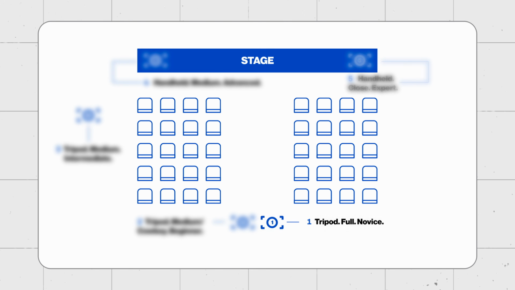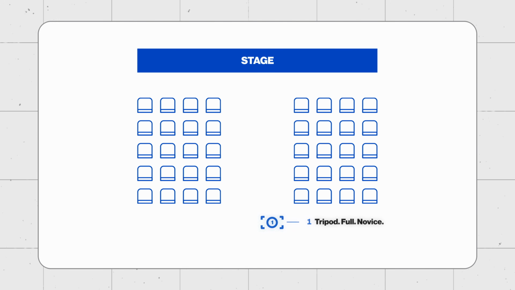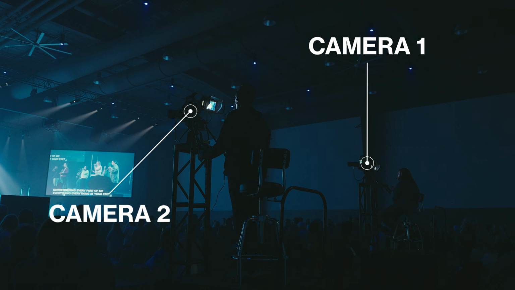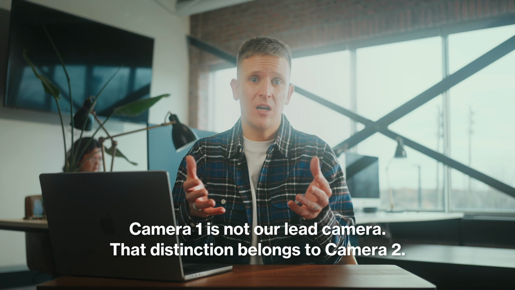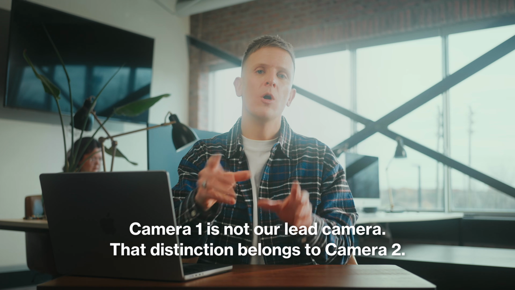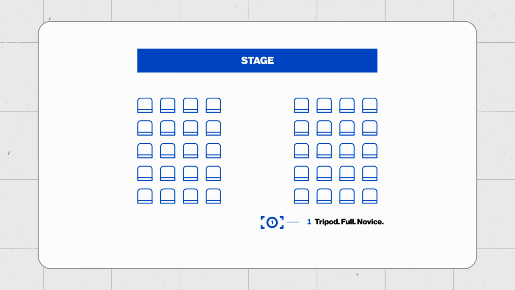Camera 1 is easiest, camera 5 is the most demanding. So let's start with camera 1. This is our novice camera. But what makes it different from camera 2? They're both at the back of the sanctuary. Well, despite it being labeled camera 1, it is not our lead camera in a multicam setup. That distinction, in fact, belongs to camera 2. The reason for this comes down to the angles we assign to each of the cameras, because camera 1's responsibility is a full shot. That's it.